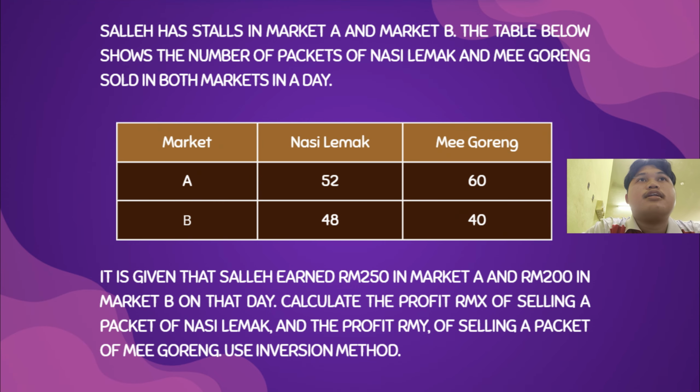After that, this is question 1. Selat has a store in market A and market B. The table below shows the number of packets of nasi lemak and mee goreng sold in both markets in a day. Market A, nasi lemak 52, mee goreng 60. Market B, nasi lemak 48, mee goreng 40. It is given that the sales are 250 in market A and 200 in market B on that day. Calculate the profit of selling a packet of nasi lemak and the profit of selling a packet of mee goreng. Use the inverse method.